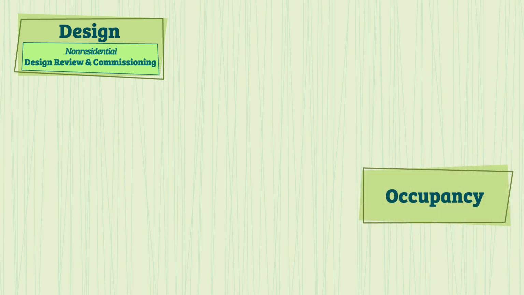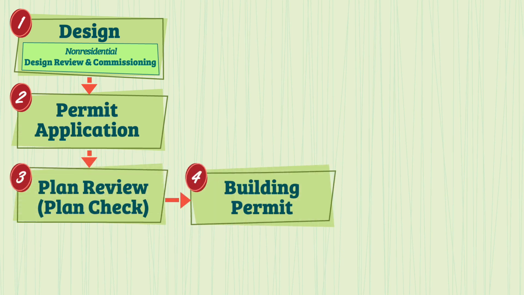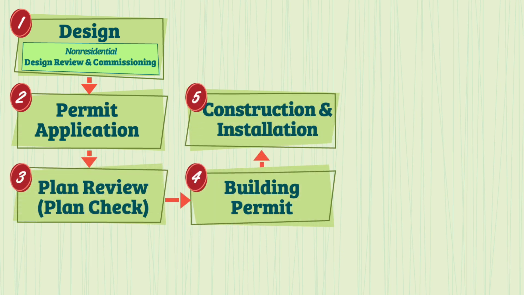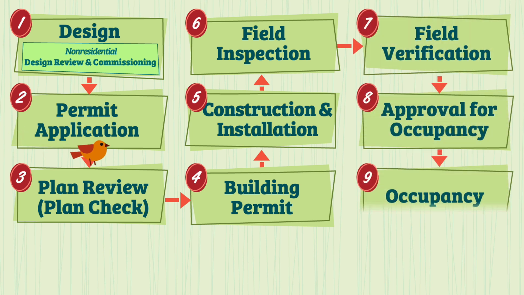For any building, the process starts with an initial design phase and ends with final occupancy. Milestones along the way include permit application, plan check, building permit approval, construction and installation, field inspection, testing and verification, and approval for occupancy.